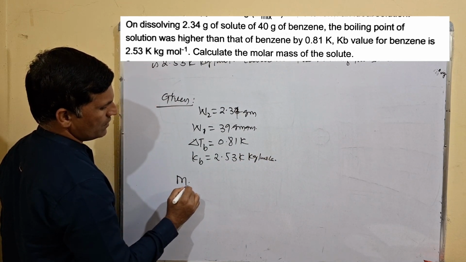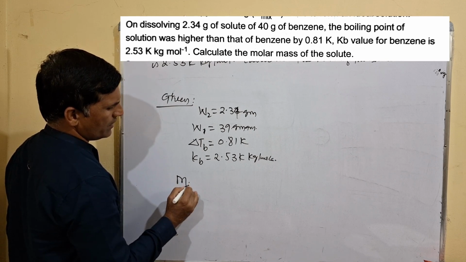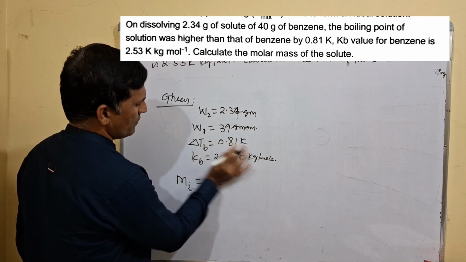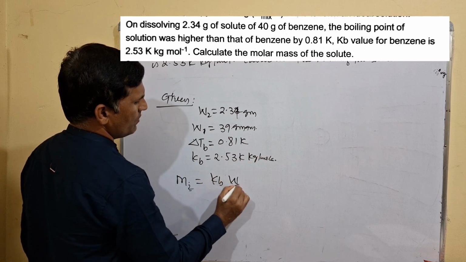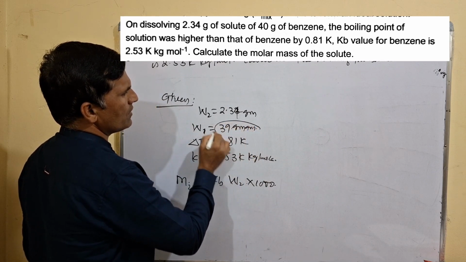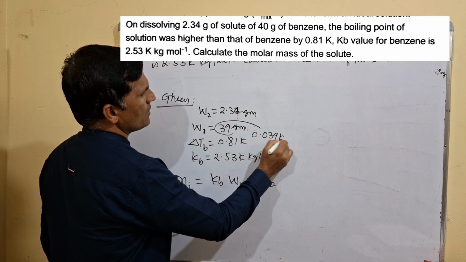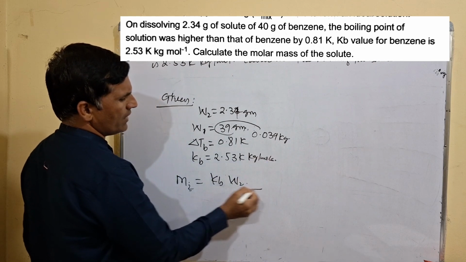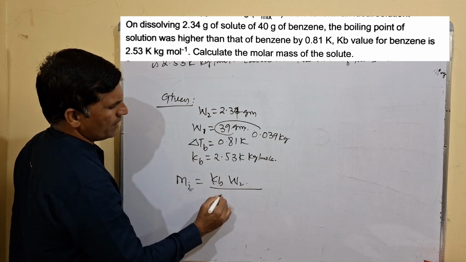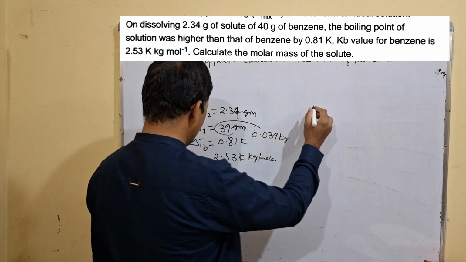So molar mass of the solute, M2, is equal to Kb into W2 into 1000. Or else, you have to convert this in terms of grams, is there no? So here only you can convert it, 0.039 kg solvent, then no need to multiply with the 1000, directly you can substitute that, right? So then delta TB into W1.